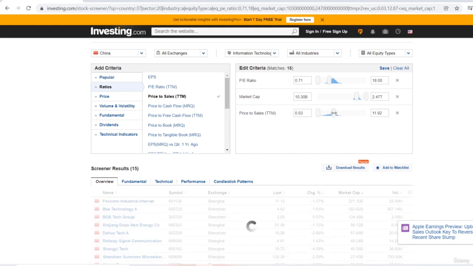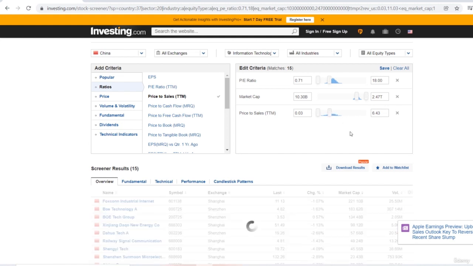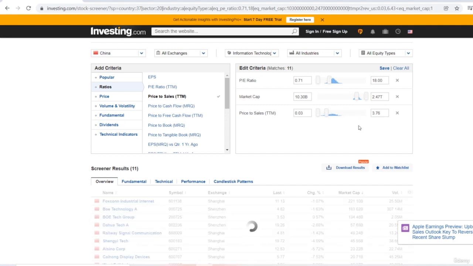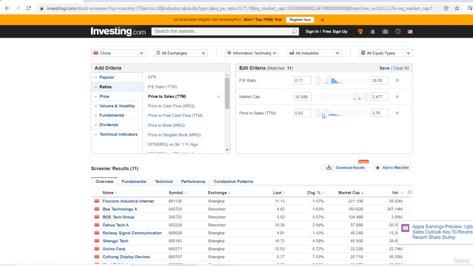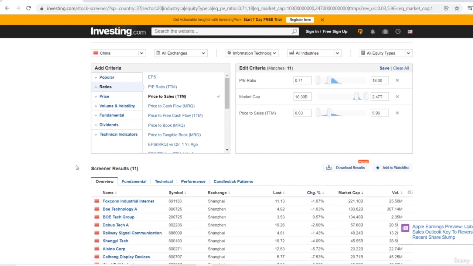So we still got 15. That's okay. We can investigate 15, but let's bring it down a little further. See if we can bring that number down a little further. And now we're down to 11. So price to sales 6.4. Again, lower is better. If I got all the way down to 3.76, I've got 11 companies still, so that's still pretty good there. So let's leave it there. I'll move it back up to about 6.